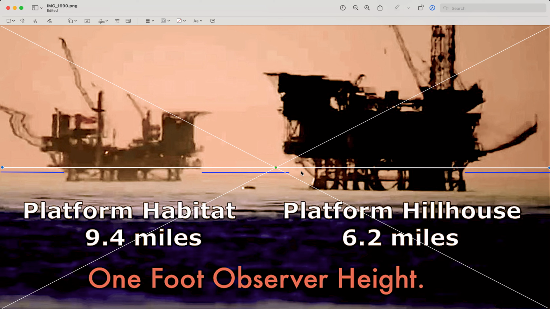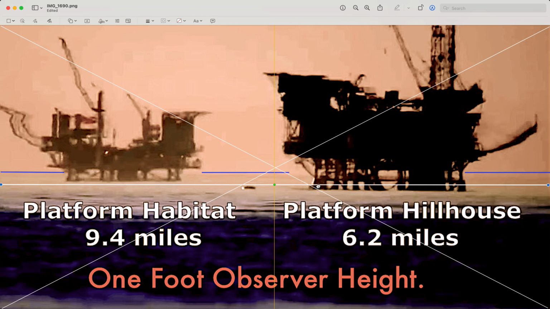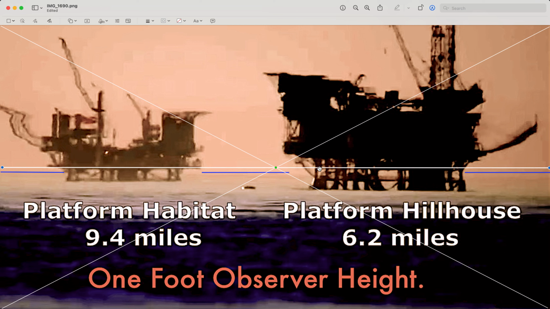There's the oil line, right? 1 foot observation. 1 foot would be down here. That'd be 1 foot on that, and 1 foot here would be on that, right? So 1 foot would be down here somewhere. On the platform, the habitat, 1 foot would be here, somewhere like that. But it's up here. That's where the eye line is. Why is the eye line there? Because that's the center frame.